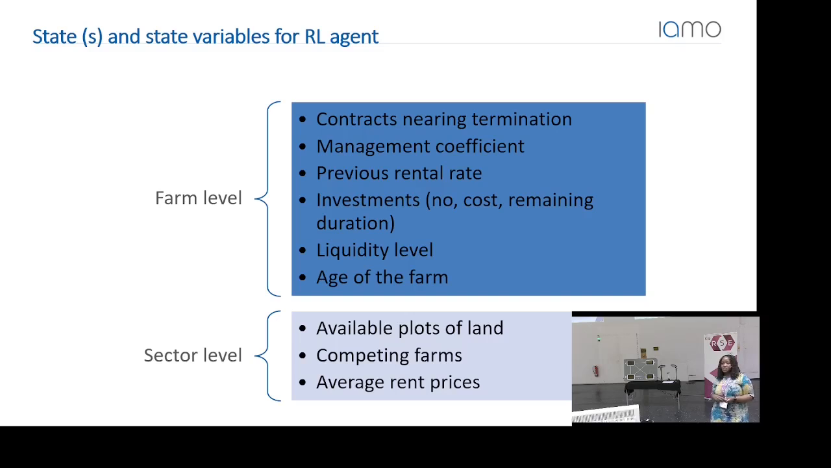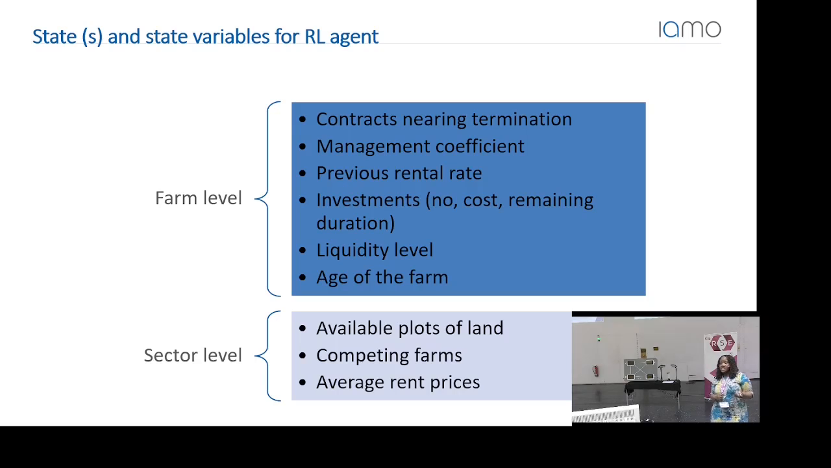So instead of just considering transportation costs and the additional benefits, they also consider rental contracts that were being enforced before. So how many contracts are going to expire, so they need new land? What is the management ability of the farm? How much did they pay for rent the previous year?